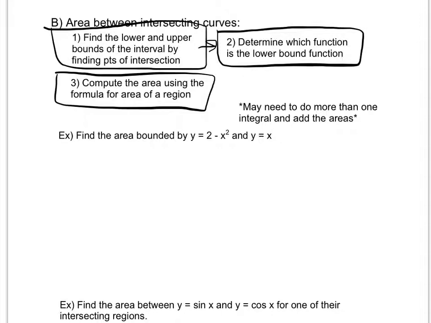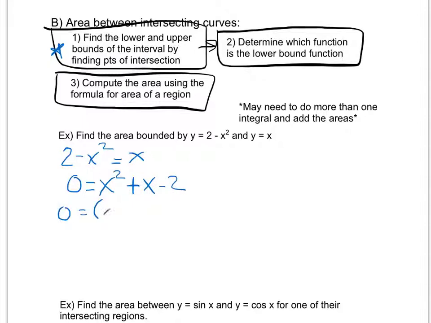So looking at the first example, I want to find the area bounded by these two curves. First thing I'm going to do is figure out where these curves intersect. So I'm going to go ahead and set the curves equal to one another. When does 2 minus x squared equal x? Well, I'm going to add the x squared and subtract the 2. That is then going to give me 0 equals x squared plus x minus 2. Factoring this, I get 0 equals x plus 2 times x minus 1. Therefore, my limits are x equals 1 and x equals negative 2. So I have an integral from negative 2 up to 1.